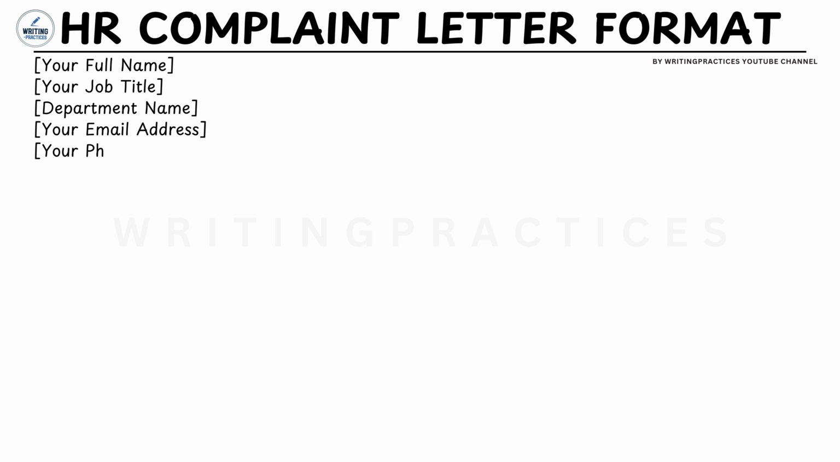Let's begin. Sender's information. The first section of your letter is your own contact information. This part sits right at the top and gives the HR team the basic details they need to identify you. You'll want to include your full name, your job title, your department name, your email address, your phone number. This is standard formatting, and it ensures HR can easily locate your records, understand where you work within the company, and contact you if they need to follow up. Make sure this information is accurate and up to date, especially your email and phone number. That's how they'll get in touch with you regarding any investigation or resolution.